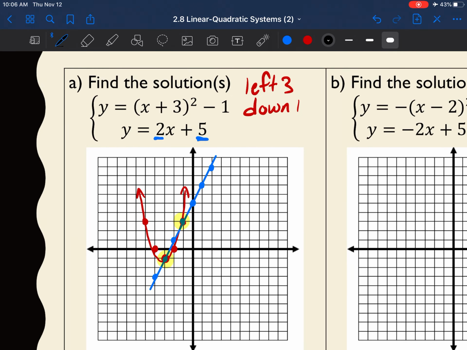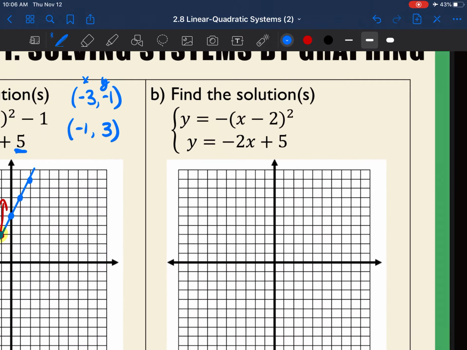Let me just erase this so I have room to write it. So the solution is going to be, well, there's two solutions. One of them is going to be -3, -1. So x equals -3, y equals -1. And the other solution is going to be -1 and +3. So in other words, if I plug in a -3 for x and a -1 for y, that solves both equations, makes the left side equal to the right side. Same thing with the other coordinate.